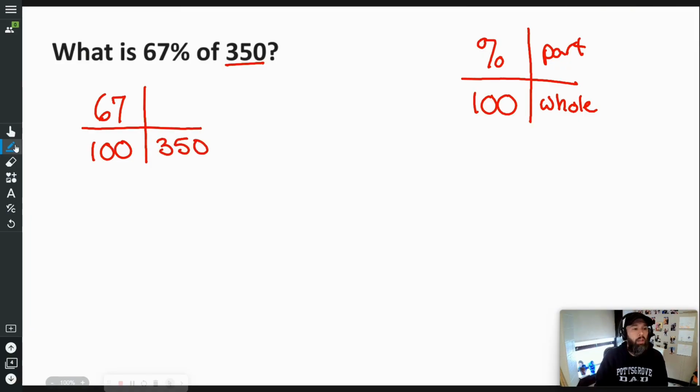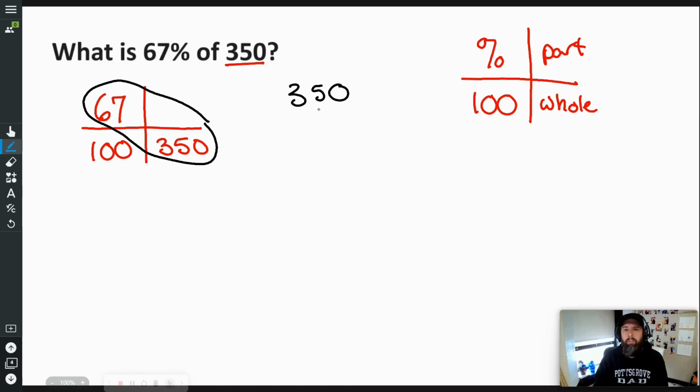Now, with ratio tables, you cross-multiply the two numbers that are diagonal from each other. So 67 times 350. And there's nothing wrong with going off to the side and doing the actual math, so that's what I'm going to do now. Yeah, you could probably use calculators, but nah, what fun is that? This is good practice. 7 times 0 is 0. 7 times 5 is 35. Write out your 5, carry over the 3. 7 times 3 is 21. 21 plus 3 is 24. Write that out. We don't need that 3 anymore.